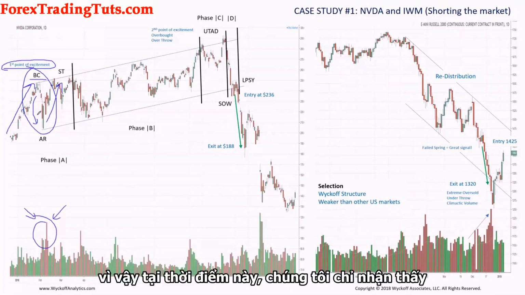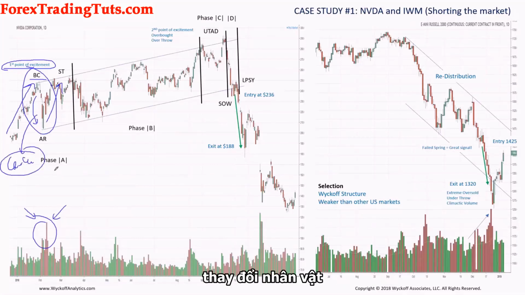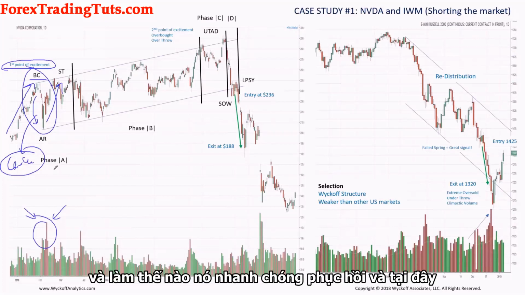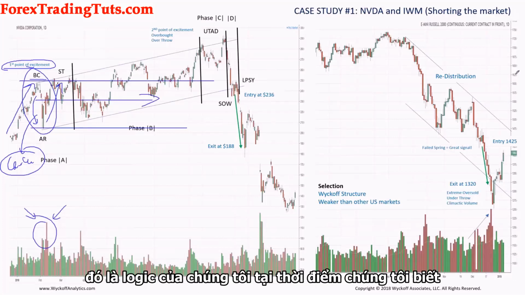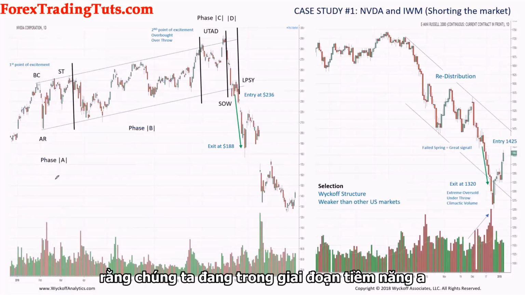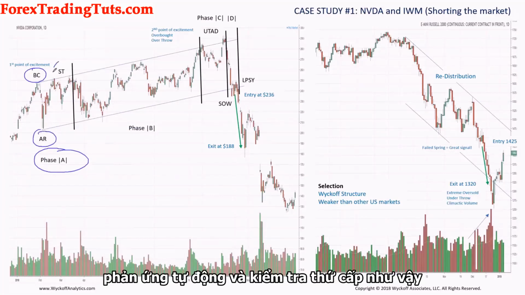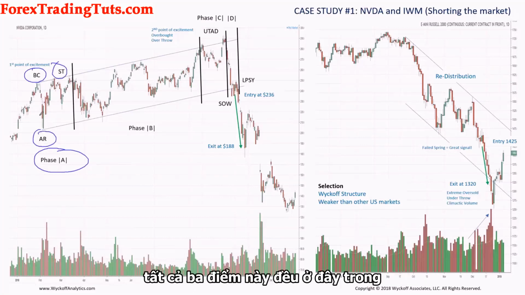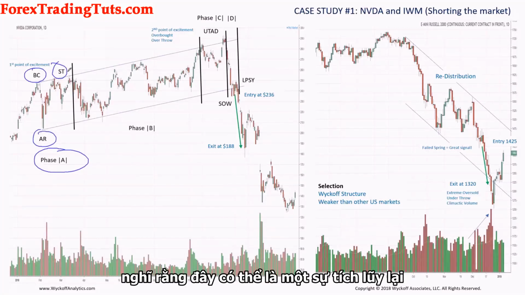So at this point of time, we're just noticing this price action, price development, and we are saying that there was a change of character in the way the price was going down on big volume signature and how it quickly recovered. At this point, we would be thinking that we're going to develop a trading range. That's our logic at that time. We know that we're in the potential phase A, which should show us a buying climax, automatic reaction, and secondary test. So all of these 3 points are here in phase A. So again, at this point of time, you might be thinking this could be a reaccumulation.